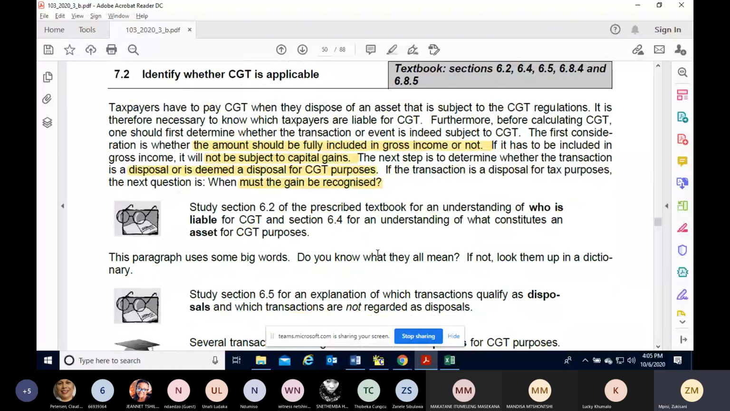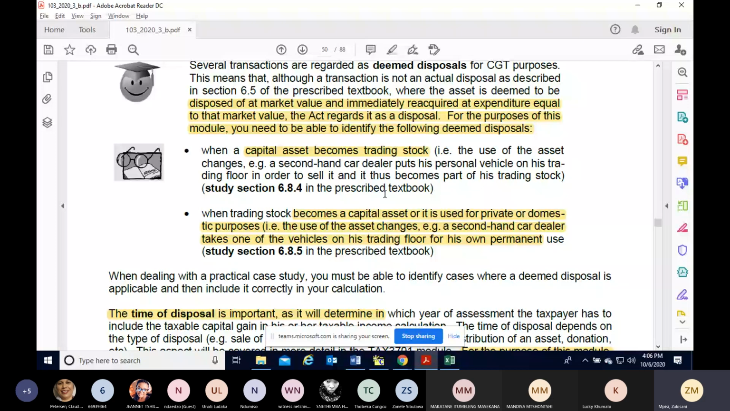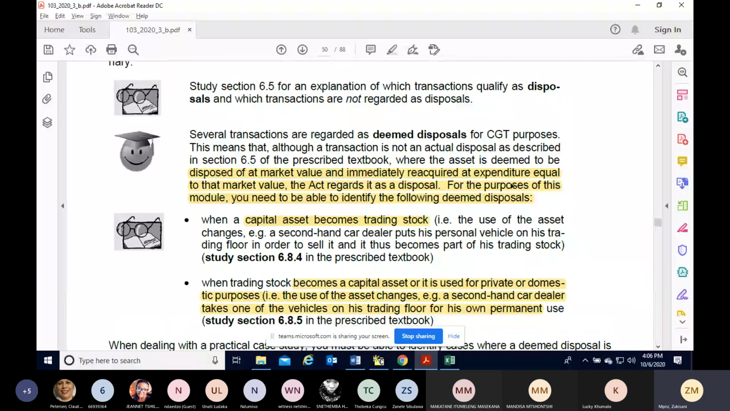And 7.2 just gives you an idea of references to the textbook that you may visit. But specifically, there are things that I've highlighted that I wish you can also highlight on your side, where you are specifically told that several transactions are regarded as deemed disposals for CGT purposes. This means that although a transaction is not an actual disposal, as described in section 6.5, where the asset is deemed to be disposed of at market value and immediately acquired at expenditure equal to that market value, the Act regards it as a disposal.